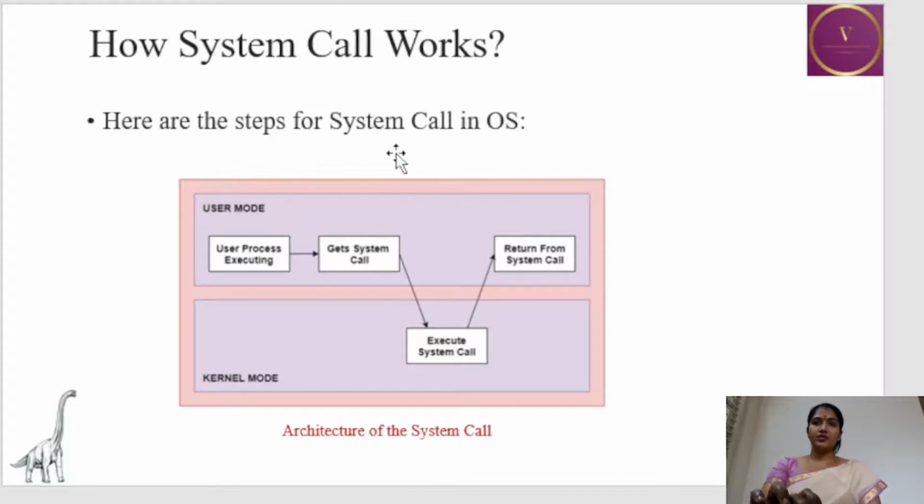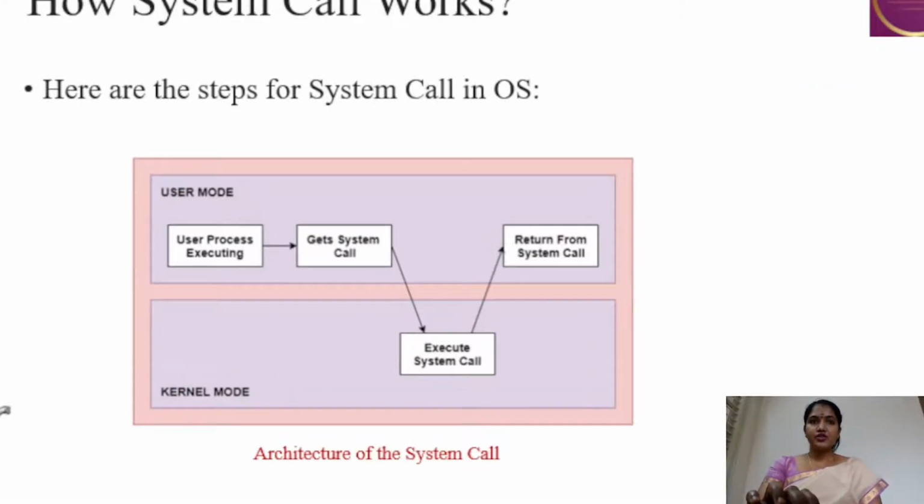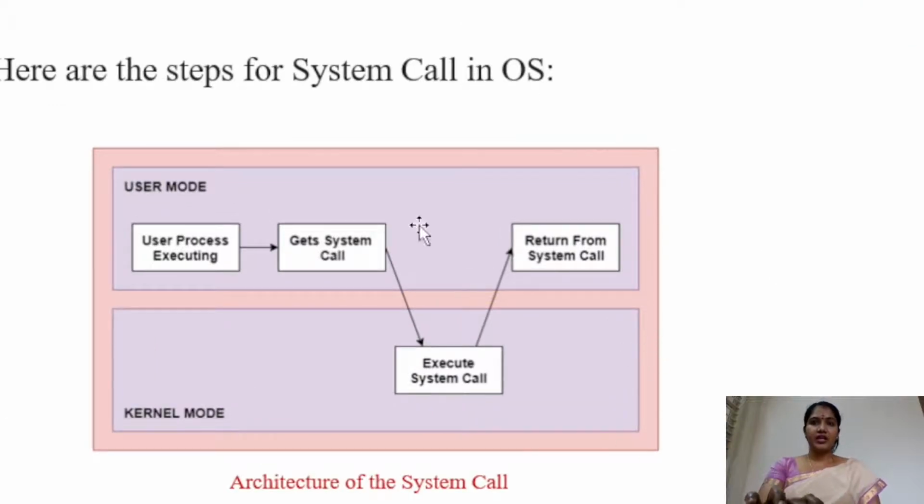Here are the steps for system calls in operating system. This is the architecture of the system call. How it works, let me zoom in the picture for you. There are two modes actually, user mode and kernel mode. In user mode, user program execution is happening.